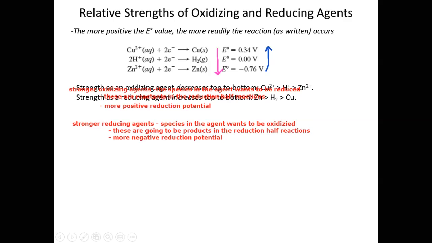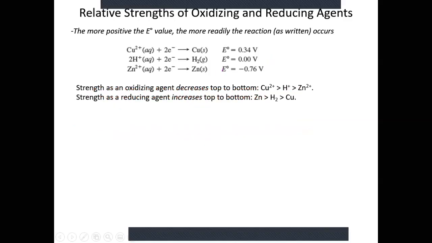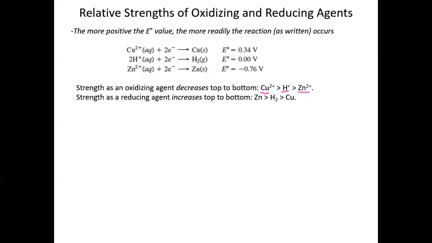So if we were to categorize, let me erase my drawings. So the strength of the oxidizing agent decreases from top to bottom. So what that means, copper is the strongest oxidizing agent, followed by hydrogen plus, followed by zinc 2 plus. Notice that these are all reactants for oxidizing agents. So copper has the most positive potential. It's going to be the strongest oxidizing agent. Now, if we look at the reducing agents, these are going to be products.